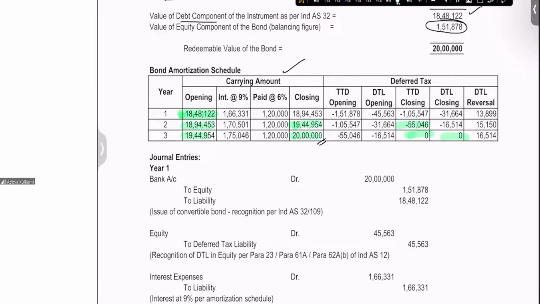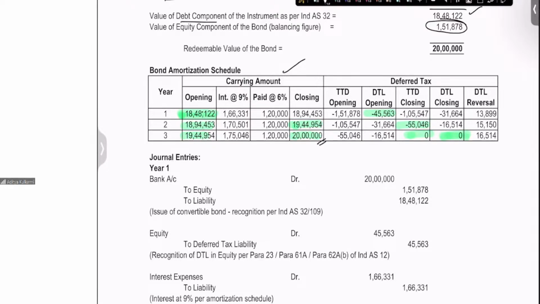Yes, okay. So the DTL which I created initially is getting reversed. Look, 45,000 was what I had created first. At the end of the bond period, it is reducing to 0. Okay. So now let us proceed to do the calculations or the journal entries.